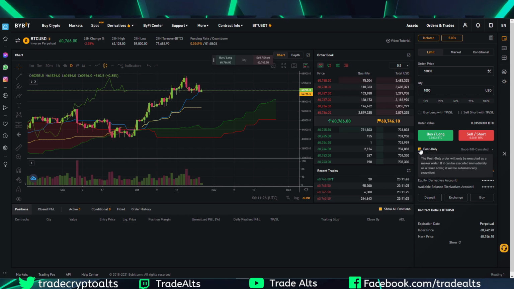If for some reason you go to enter your trade and it would execute as a market order, it will just cancel instead of filling.